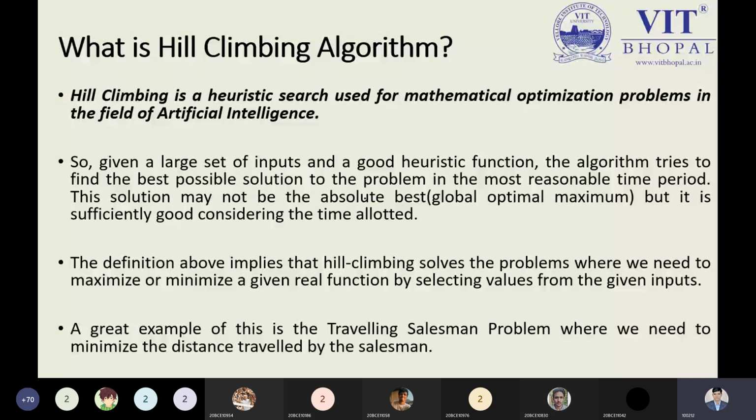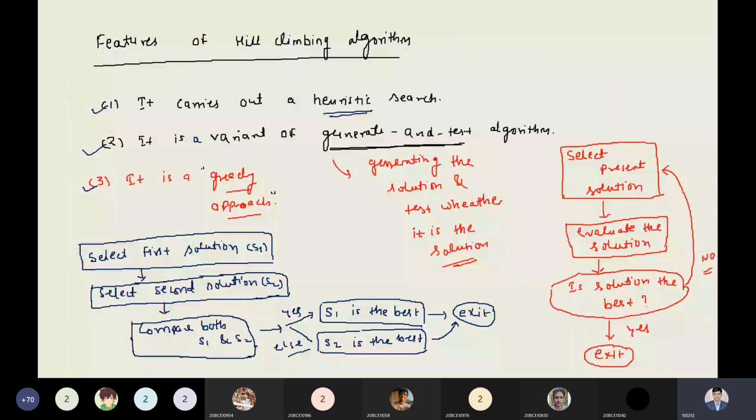So a heuristic function will be involved in our hill climbing algorithm, and it is a variant of the generate-and-test algorithm. What is meant by the generate-and-test algorithm? I have explained it over here. And why is it a greedy search? Because the greedy search approach says we can have multiple options and we will compare all the possible solutions to see which could be the better or best. So we will choose the one best solution. That is the approach that comes into the greedy search.